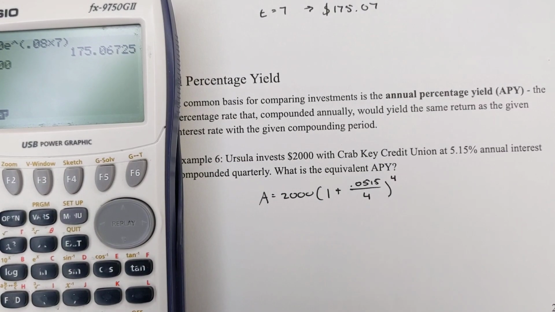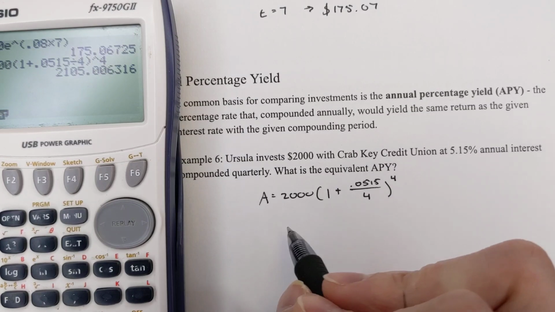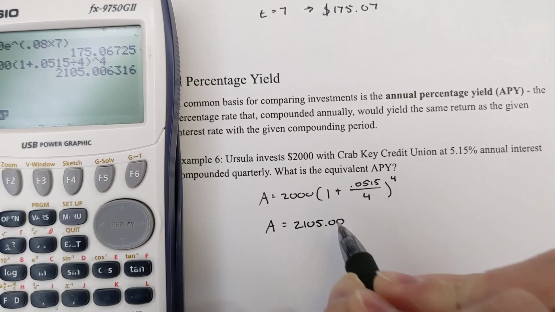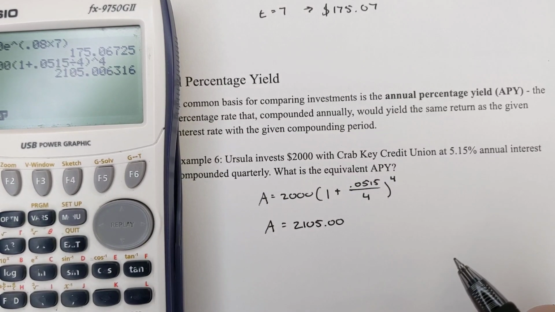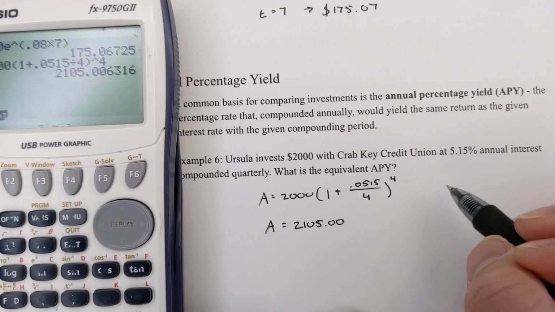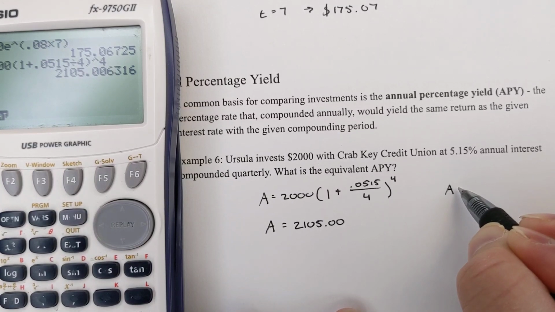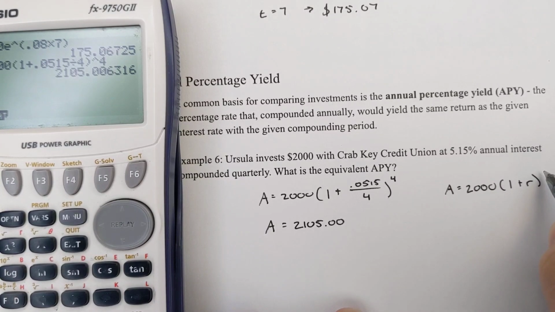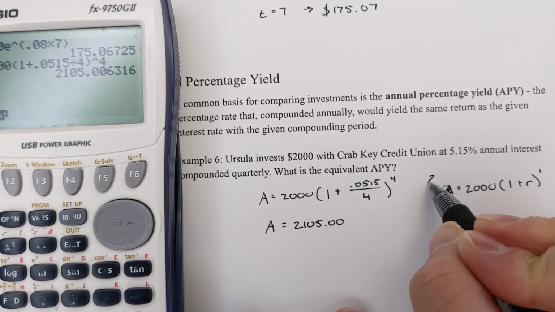So that's all numbers. That can all just go straight in my calculator. So 2,000 times 1 plus 0.0515 divided by 4, raised to the 4th power. So at the end of the year, she has $2,105. So I'd figure out how much money she'd make if we were not compounding. So the amount of money in the account is equal to the principal times 1 plus r, to the n, which is just going to be 1 year. But we know that number. That number is 2105.